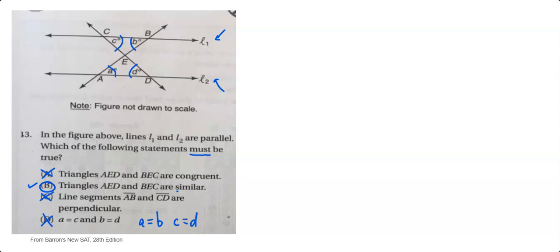So the important things to know here are we need to know a little bit about what happens when you have parallel lines cut by a transversal. And a transversal is that line that cuts through the two parallel lines. When you have two parallel lines cut by a transversal, we have certain relationships between the angles that are formed. And the other important thing is to know about triangle congruence and triangle similarity.